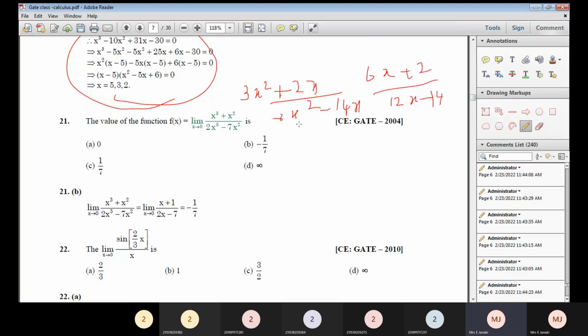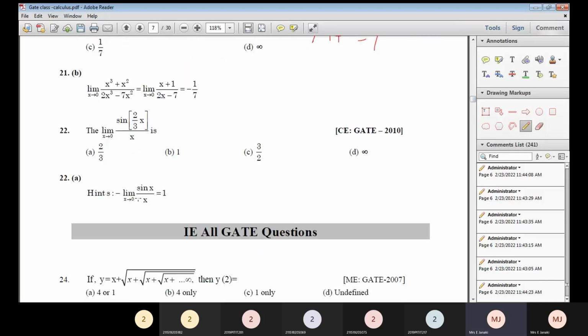Okay, when I substitute the limit x tends to 0, here 6 into 0, 0 plus 2, and this is 2 by minus 14. The answer is 2 by minus 14. When I simplify this, you get 1 by minus 7. So the answer is B. And then next, see this problem.